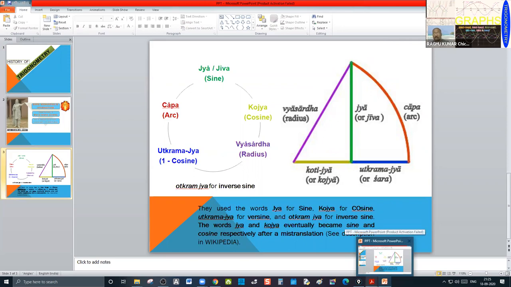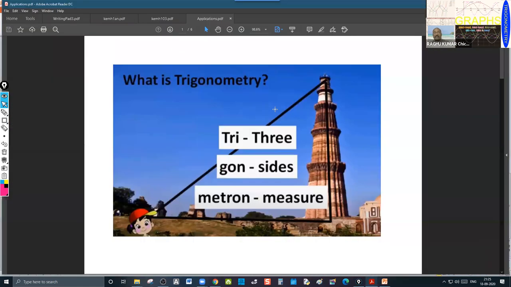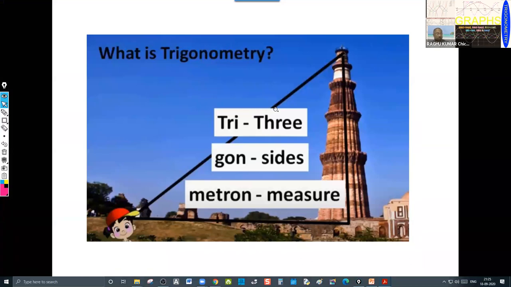Now the applications must be very interesting to you, like how the applications of trigonometry will be used. Because whenever you learn any topic of mathematics, generally you may be thinking, what is the use of this? What is the general question posed by the students? What is the use of this topic? So how is trigonometry used in the applications? If you see trigonometry, according to the topic title, tri stands for three, gon for side, and metron for measure. So it is triangular measure. Three sides measure is nothing but trigonometry.